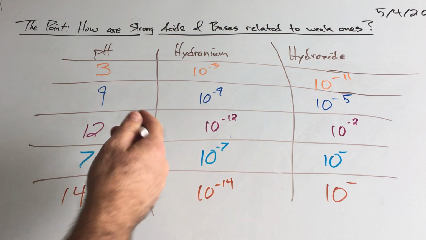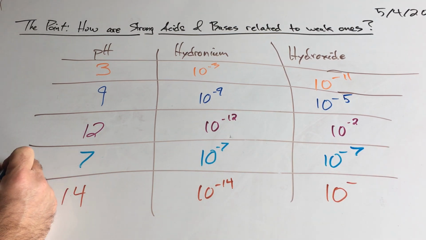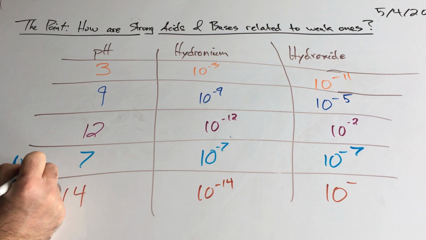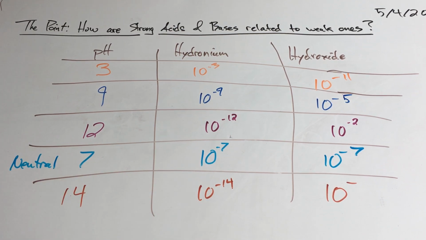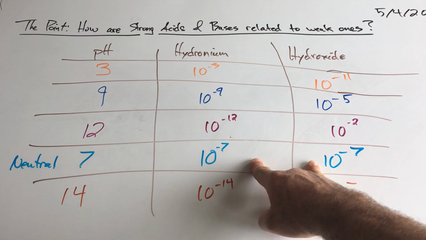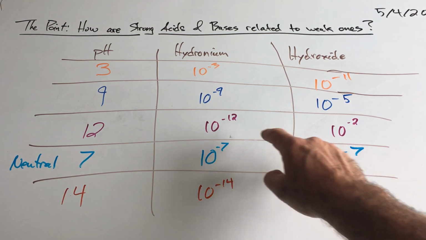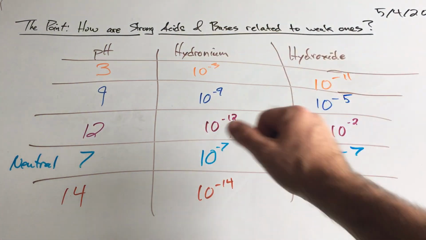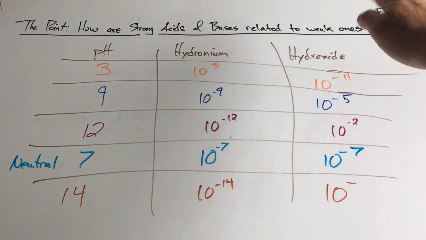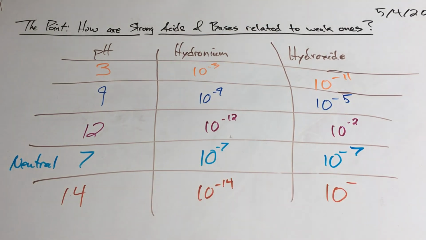Just as simple as that. Remember, this is the no math side of things. And 14 minus 7 is 7. Hey, that's right. This is neutral. And what that means is that the hydronium and hydroxide concentrations, if you throw this in water, are exactly the same. It's no more acidic or basic, because hydronium is how acidic something is, hydroxide is how basic it is, and lo and behold, when it's neutral, those are identical.